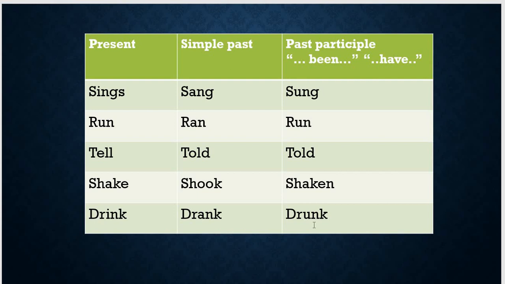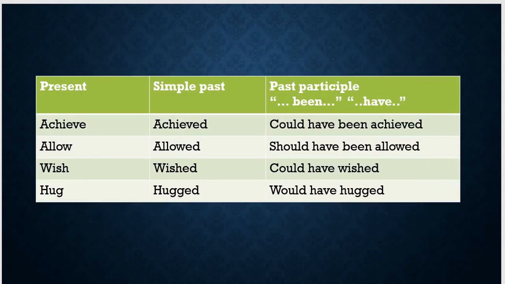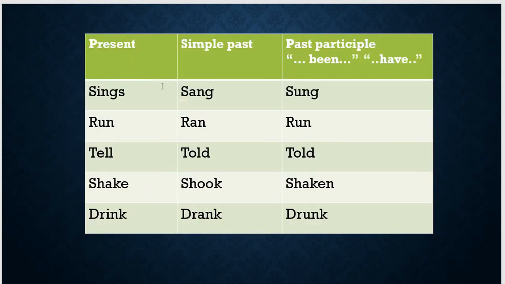The difference between a regular verb and an irregular verb is that these words will change. Here, there is no ed added, but it is now past tense. It can be the same in the past participle, but it can also be different. And that is the difference between a regular and an irregular verb.